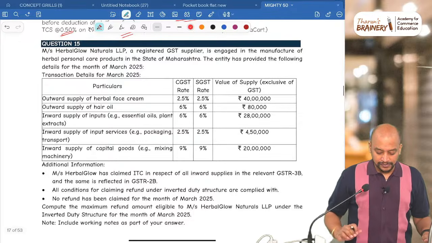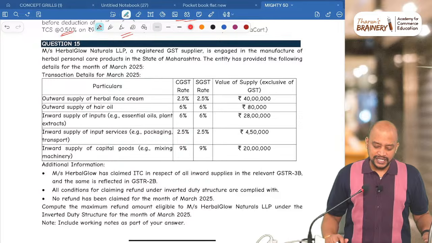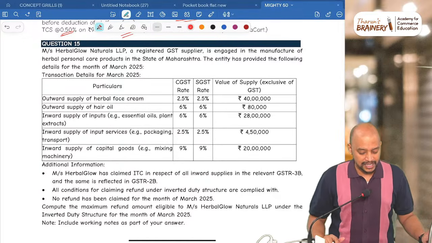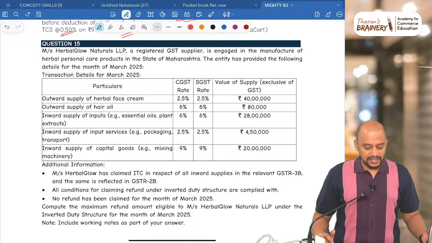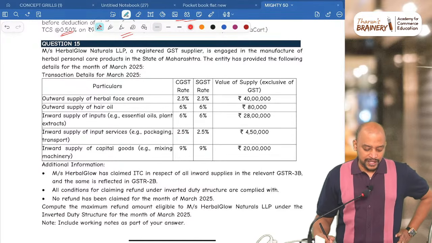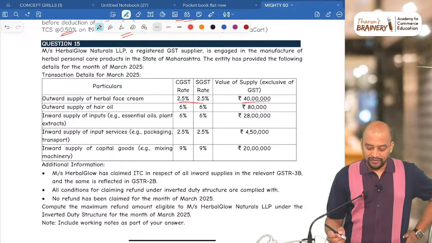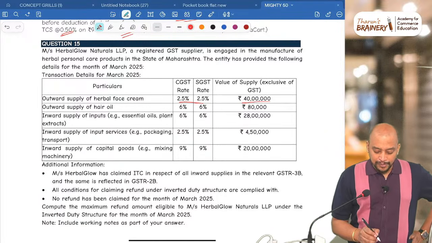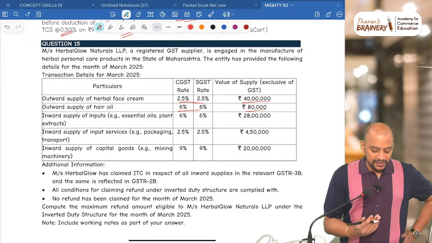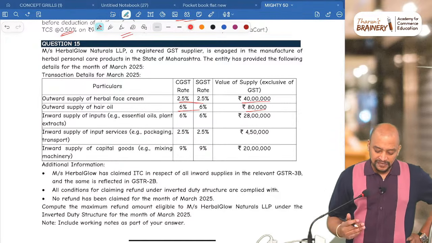Then question number 15. Messrs. Herbal Glow Naturals LLP, a registered GST supplier, is engaged in manufacture of herbal personal care products in the state of Maharashtra. The entity has provided the following details for the month of March 2025. Transaction details for March 25. Outward supply of herbal face cream 2.5 and the value will be 40 lakhs exclusive of GST. Outward supply of hair oil 6% and 6% 80,000. They gave a lot of data. Then inward supply data is given, inputs, input service and capital goods. So outward supply data is there, inward supply data is there.